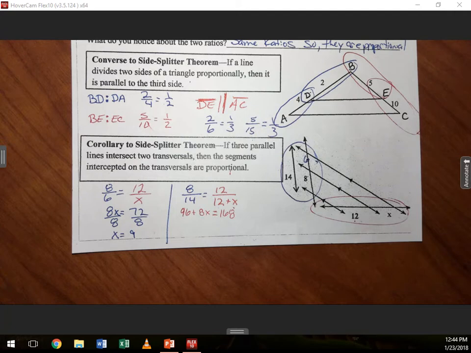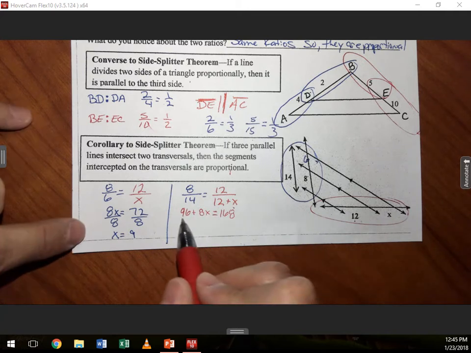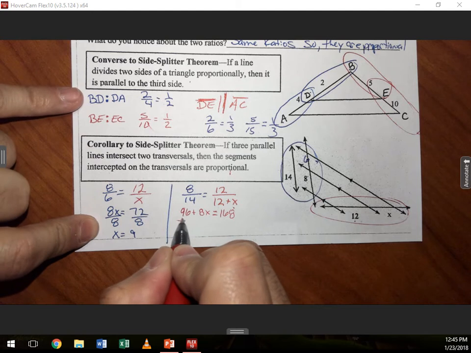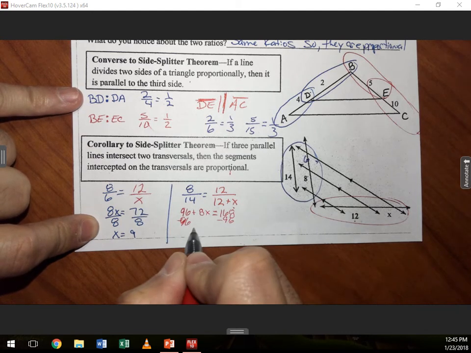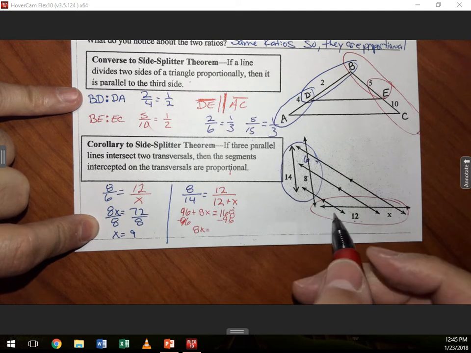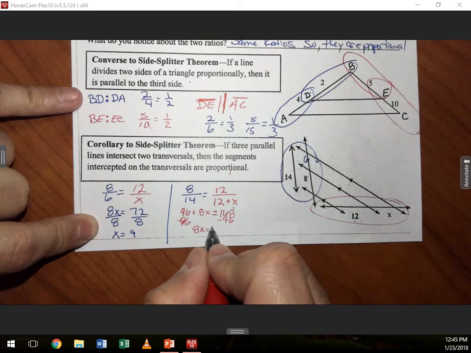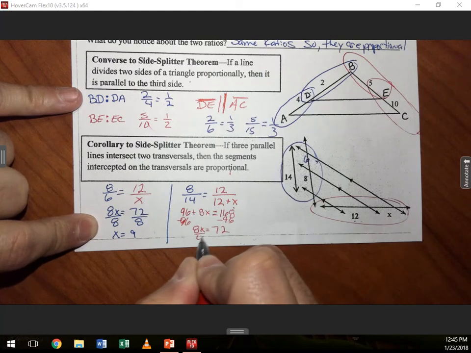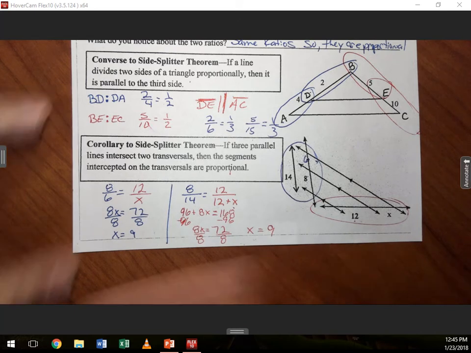So now we have an equation. I need to set up my thing and solve for x, right? So what am I going to do to both sides? I'm going to subtract 96 from both sides, right? So go ahead, subtract 96 from both sides. So 8x is equal to, what do I get there? I get 72 there. Divide both sides by 8. X is still 9.